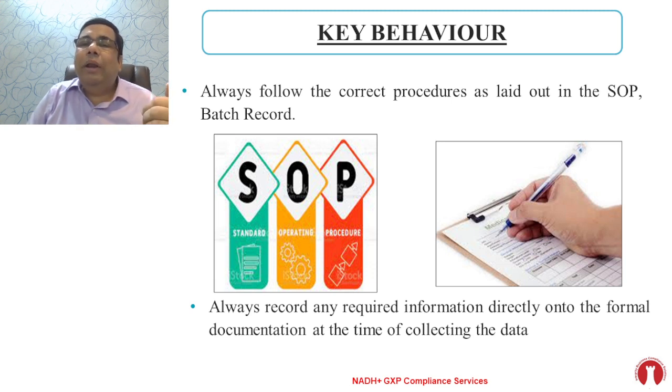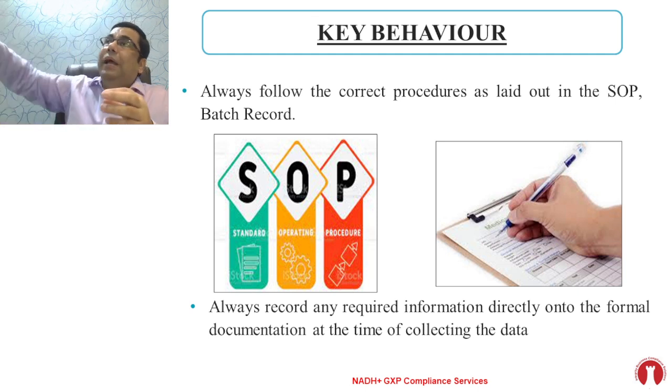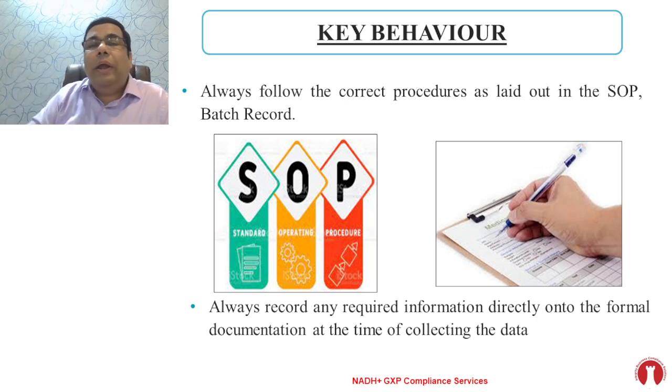Always record any required information directly onto the formal documentation at the time of collection of the data. Basically, we are all aware of this. This is not a new thing I am telling you. But how does it relate to behavior? You are giving this training to all people that whenever you want to record anything, always record on the formal documentation at the time of collecting the data. So you are providing the training, but still, why are people not following this?